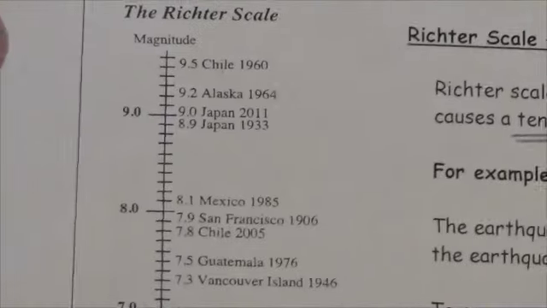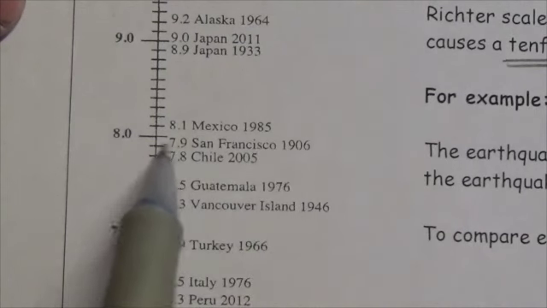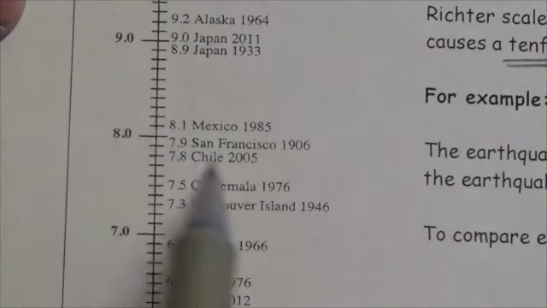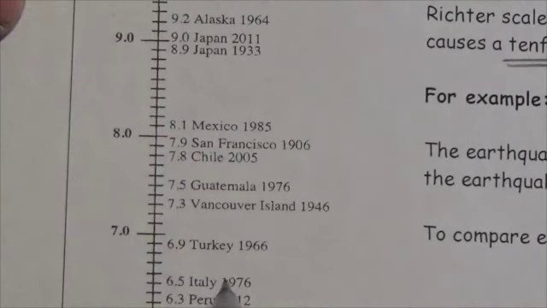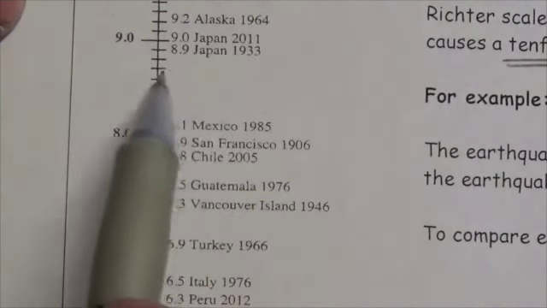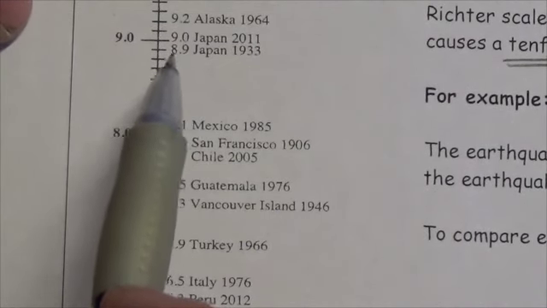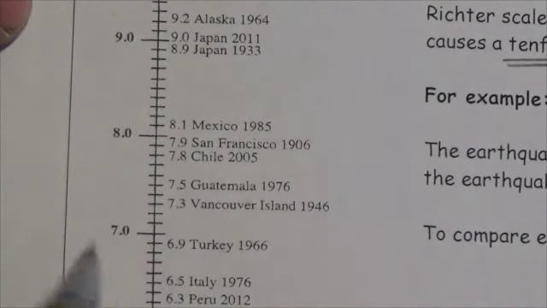For example, if you look at our little chart over here, notice that in 1966 we have the 6.9 level earthquake in Turkey. The one in San Francisco in 1906 was 7.9. Because there's a one-step difference on the Richter scale between those two, that means there was 10 times more energy released in the San Francisco earthquake than in the Turkey earthquake. However, in 1933, there was an 8.9 magnitude earthquake in Japan, and because that's two full steps above the Turkey earthquake, this one released 100 times more energy.